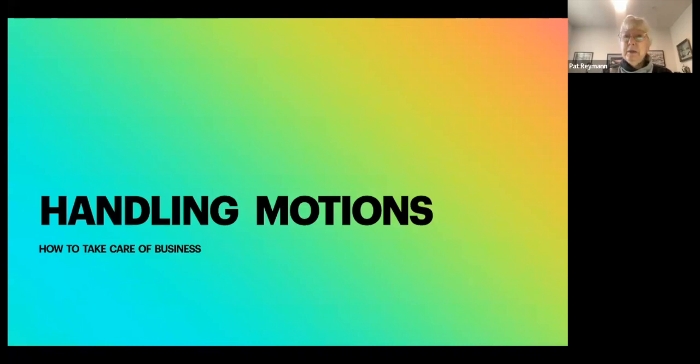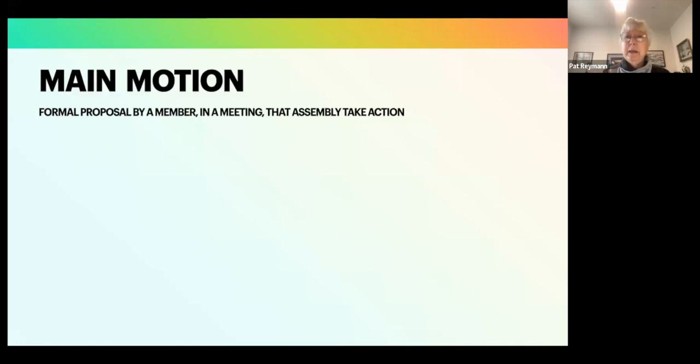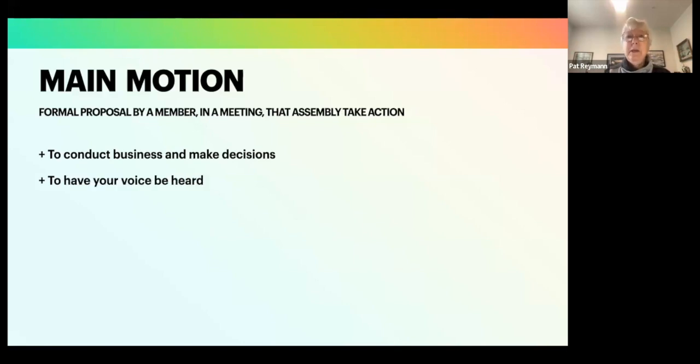The way we conduct business, the way we get business done is by making motions. So what is a motion, you say? Well, we're talking about a main motion, which is a formal proposal by a member in a meeting that the assembly take specific action. And this is how you make decisions, not just by talking things out and then just letting it hang there. And it's certainly not by the person who talks the longest and the loudest. We want this to be a decision made by a majority, usually, of the membership, so that everyone has a chance to have their voice be heard.